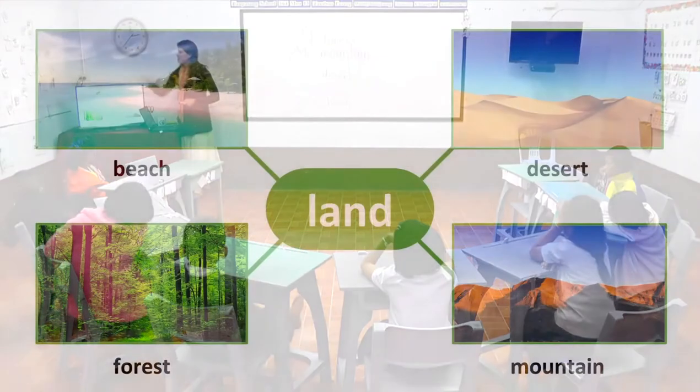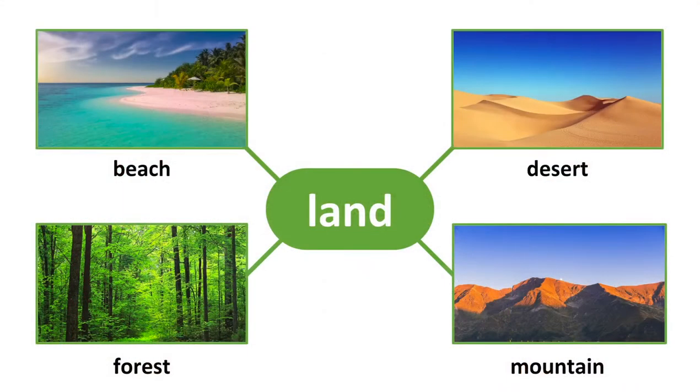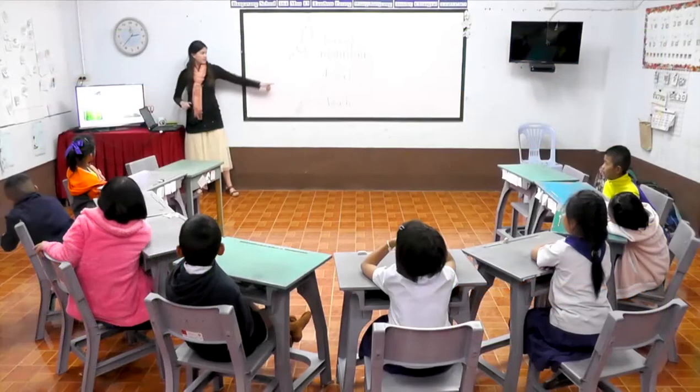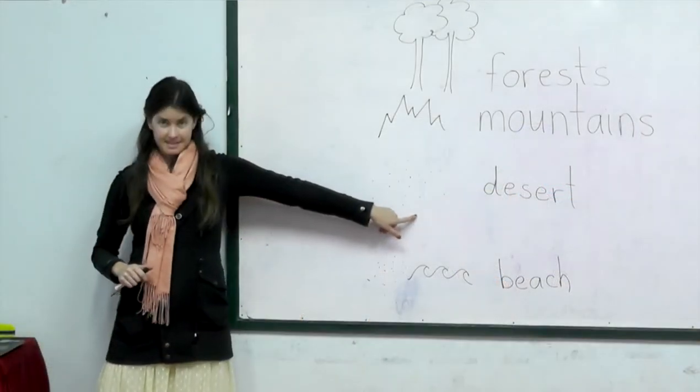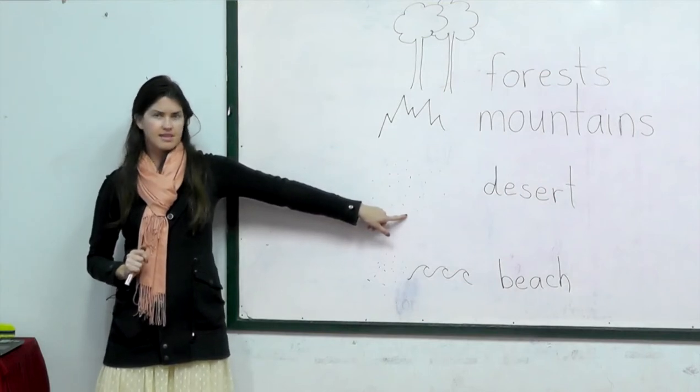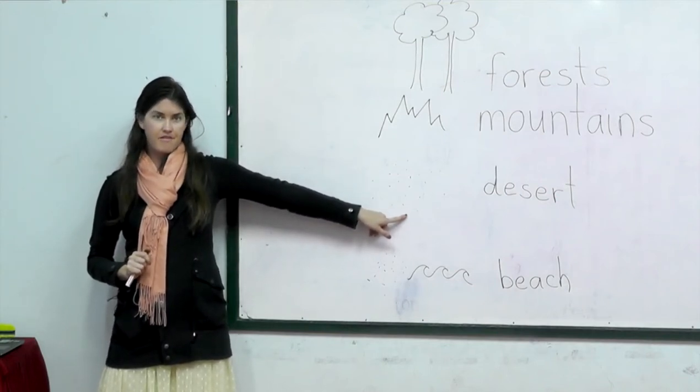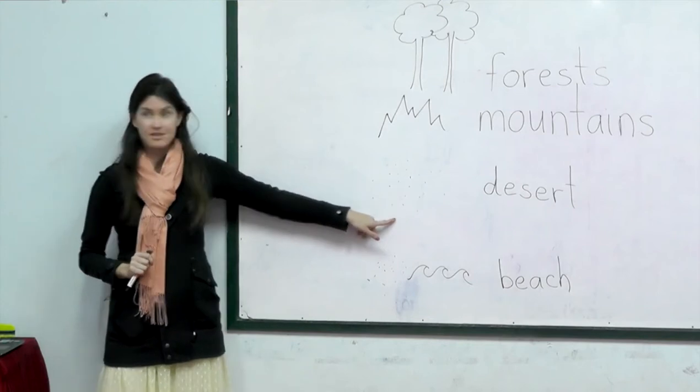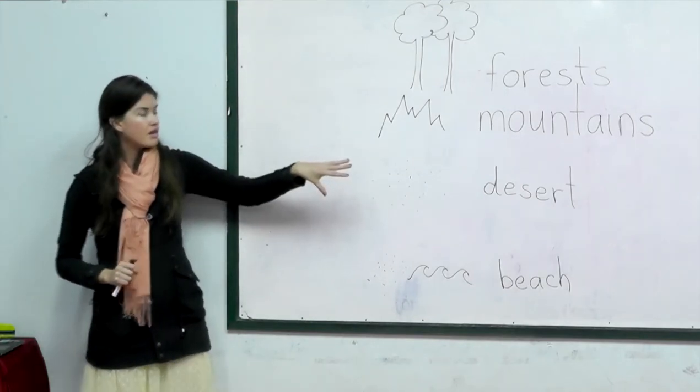So we've got our beach, which has what? Sand and water. Our desert has what? Sand. Does it have water? No. Does it have trees? No. Does it have plants? No. No, it just has sand. That's the only thing there.